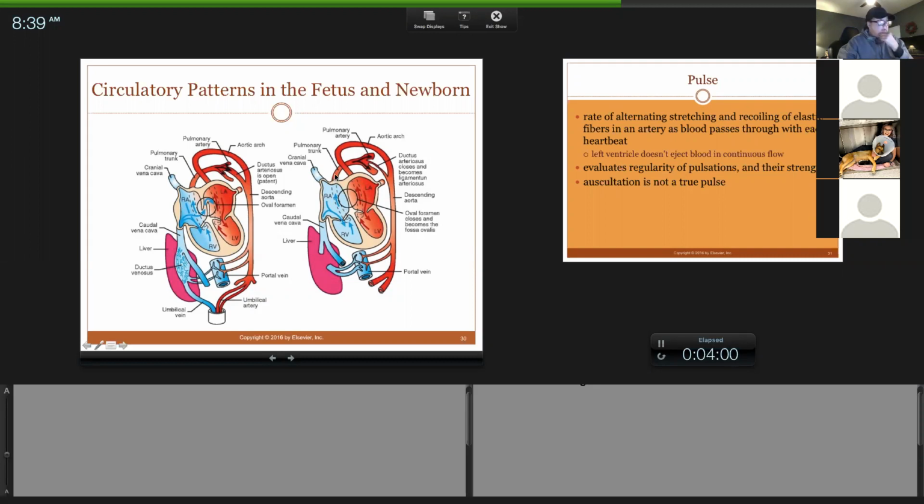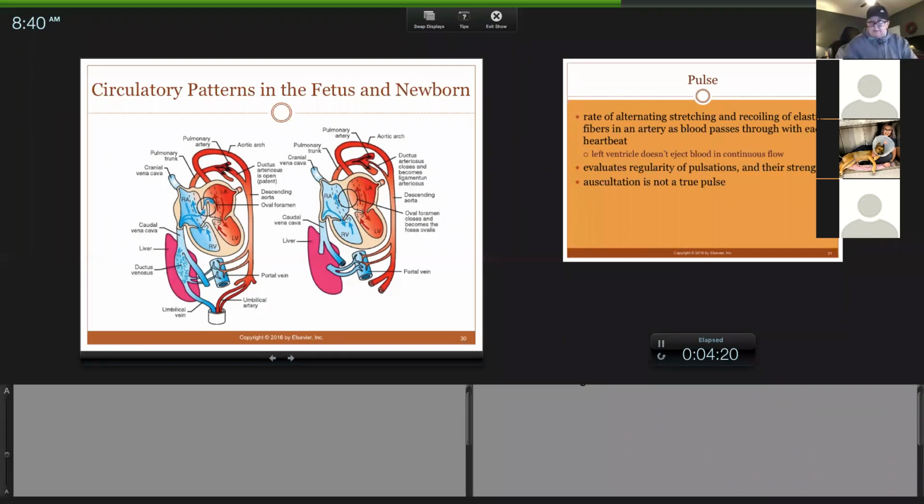The other thing here is, here's the pulmonary trunk, all right? Now the ductus should close. So when that ductus closes, that blood no longer joins the aorta. That blood is forced to the lungs to be oxygenated.